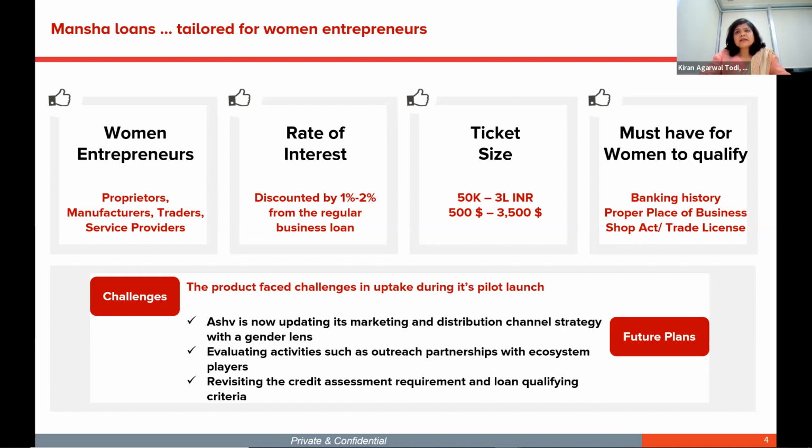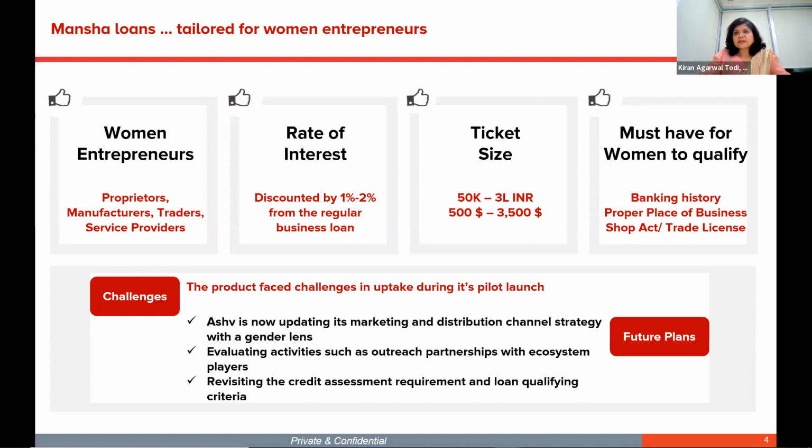The third thing that we are also looking at is whether there is a possibility of relaxing some of the credit norms. Something like banking history, maybe if not about 2 years, maybe we could look at just about 6 months. In terms of place of business, we see a challenge where many of these women entrepreneurs carry on business from their place of residence. So could we replace the need for a place of business with a registered place of residence, which could be in their own name or a rented apartment.